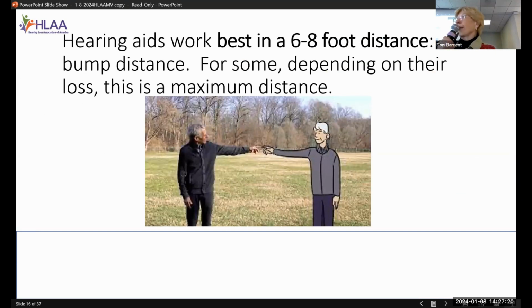Hearing aids are not everything. Hearing aids work best in a 6 to 8 foot distance. And so if you were to do a fist bump, so Reg, do a fist bump with me. So hearing aids work good about this distance. Beyond that, depending on your hearing loss, and believe me, there's a variety of levels of hearing loss. I have a profound hearing loss. Some of you may have a mild hearing loss. The treatment or how you take care of that is completely different. So we talk a lot about that.